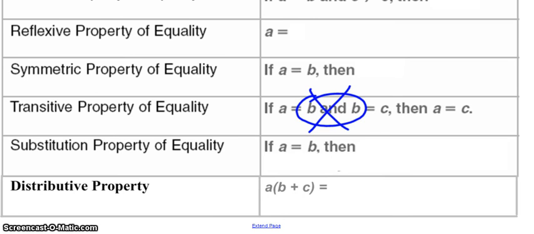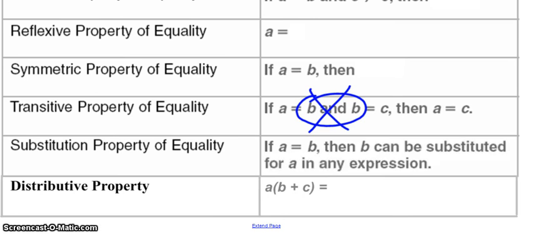Substitution property of equality. If A equals B, then B can be substituted for A in any expression. Distributive property. A times the quantity B plus C will equal A times B plus A times C. Remember with the distributive property, we're taking this A and we're going to distribute it to both terms.